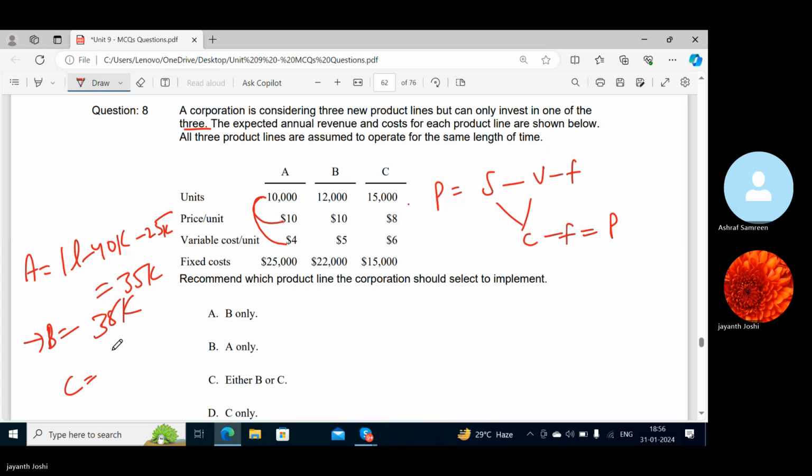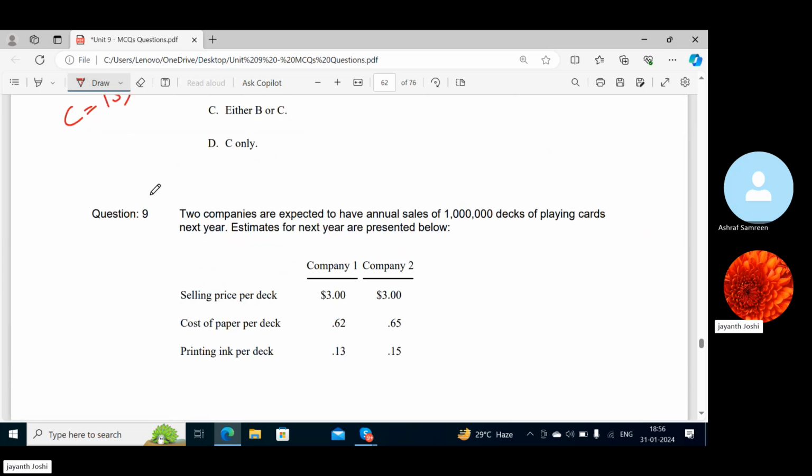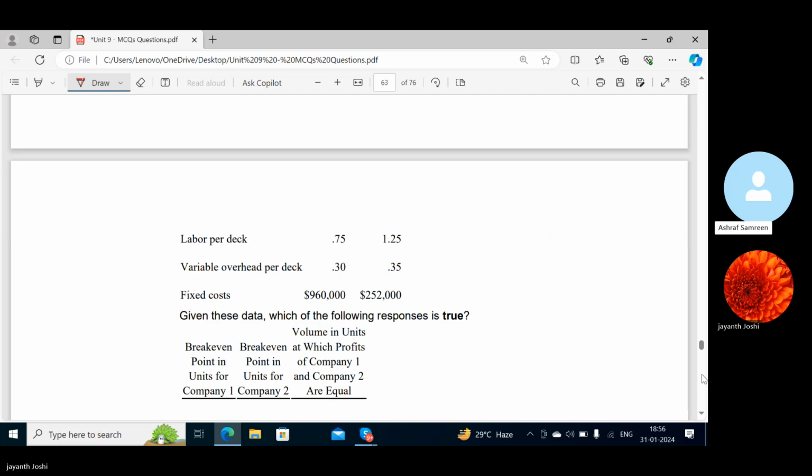15,000 for C. Just 15,000. So B is giving the highest, right? Yes, 38,000. That's the answer.